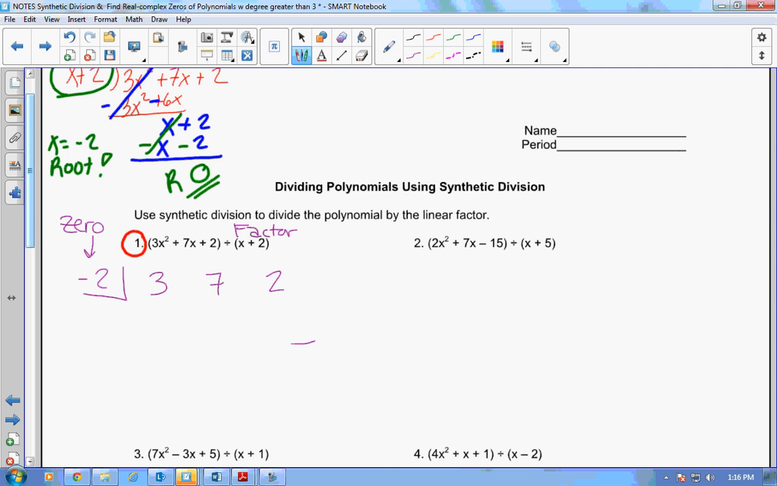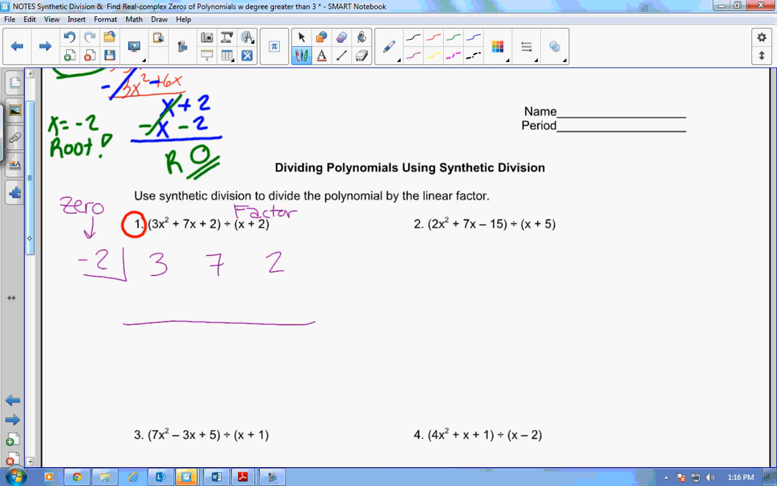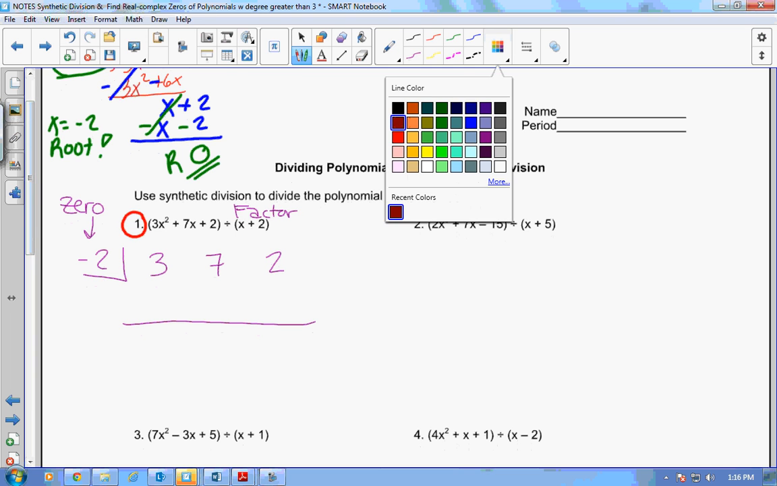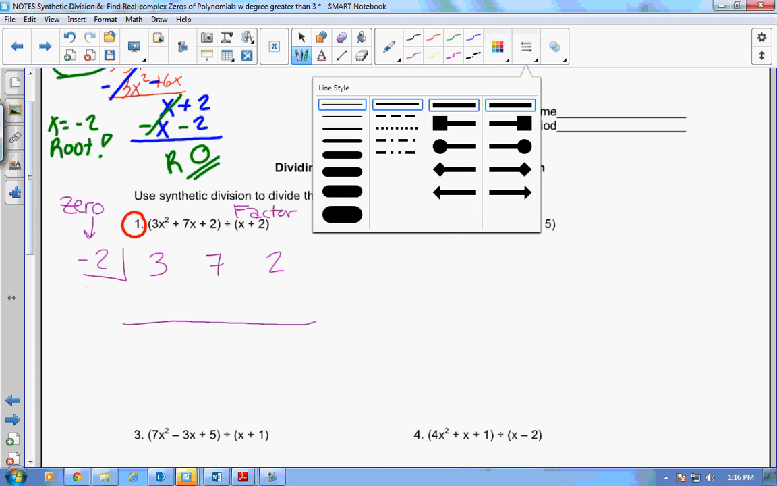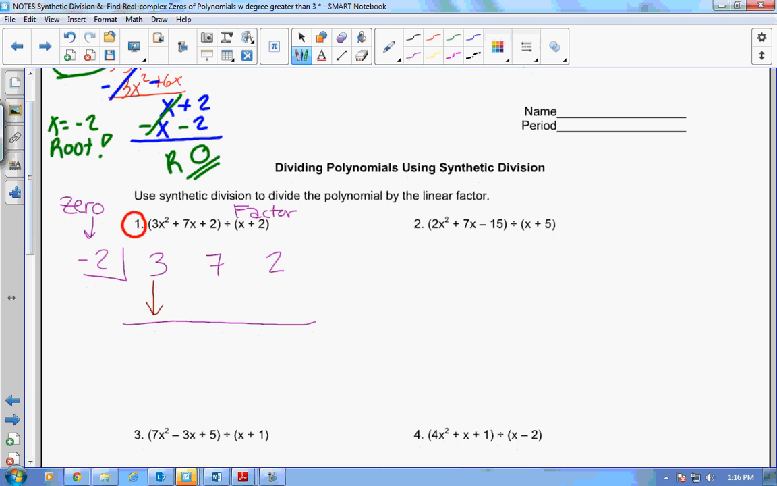And then leave a line of space. I need a line of space because I'm going to be writing stuff in there. This is how synthetic division works. You add the columns. So there's nothing below the 3, so I'm just going to carry it straight down. And it's 3. You add the columns, and you times diagonally. When I go up diagonal, I'm going to times by my guy in the box, my 0. 3 times negative 2 is what? Negative 6. And I add my column, and I get 1.